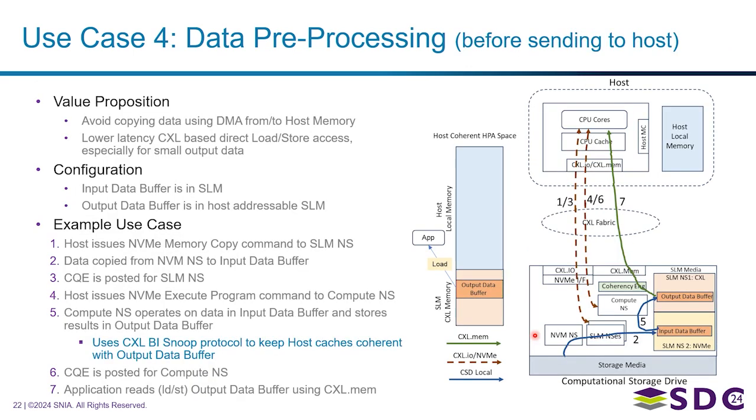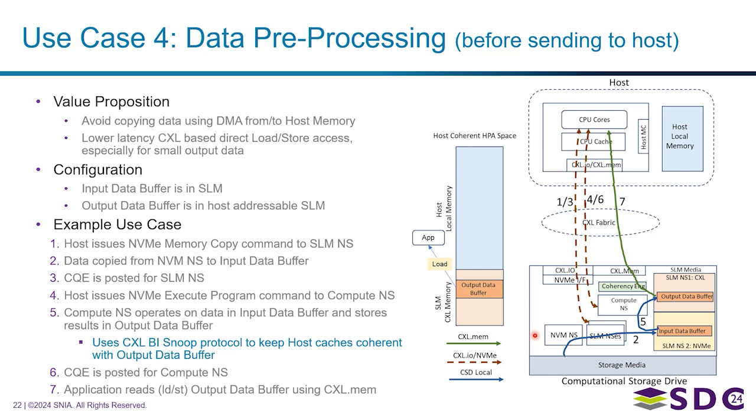All right, use case 4 is similar to use case 1, but it's going the opposite direction. In this case, we're doing data pre-processing before sending to the host. So basically, we're going to bring in some data from the storage media, process on it, and then the host can read it. Let me move through this example rather quickly, since some of it's very similar, highlighting some of the things that are quite different.